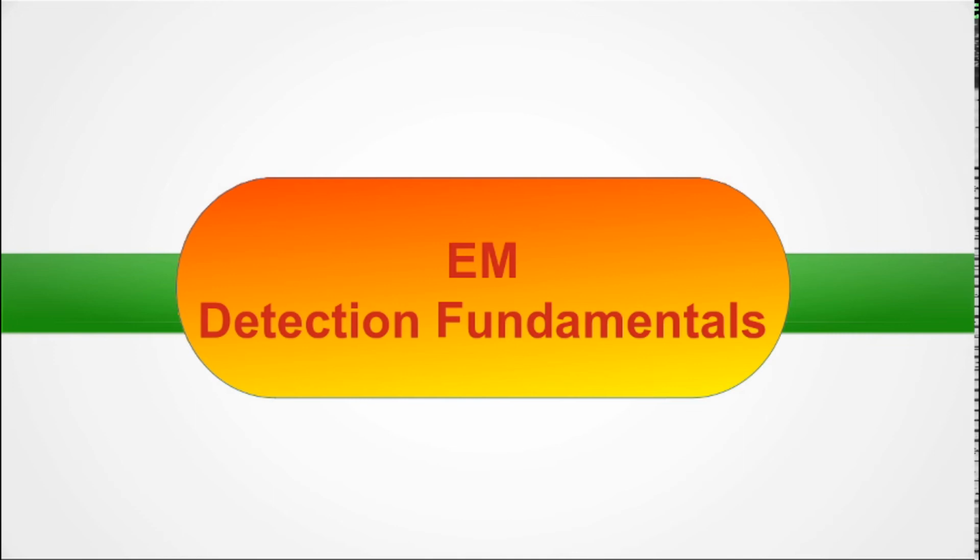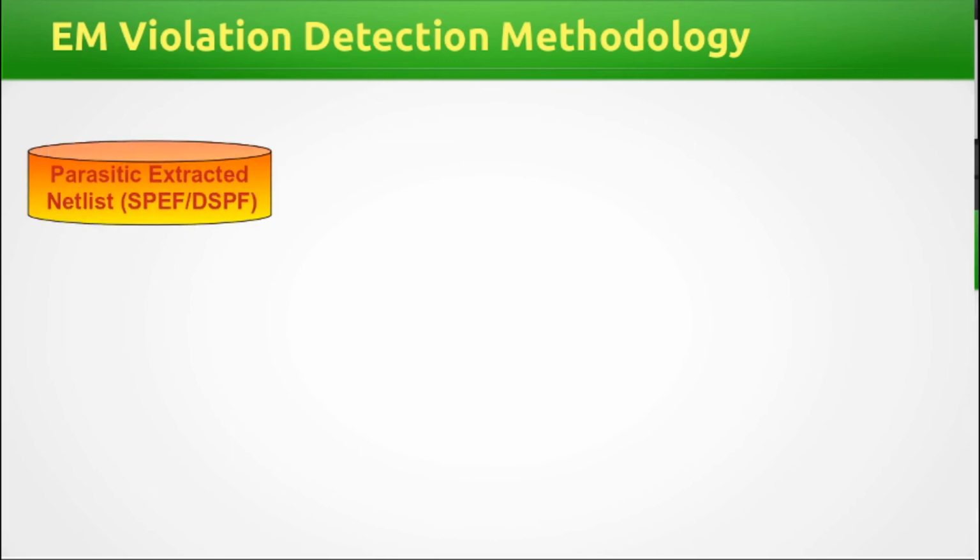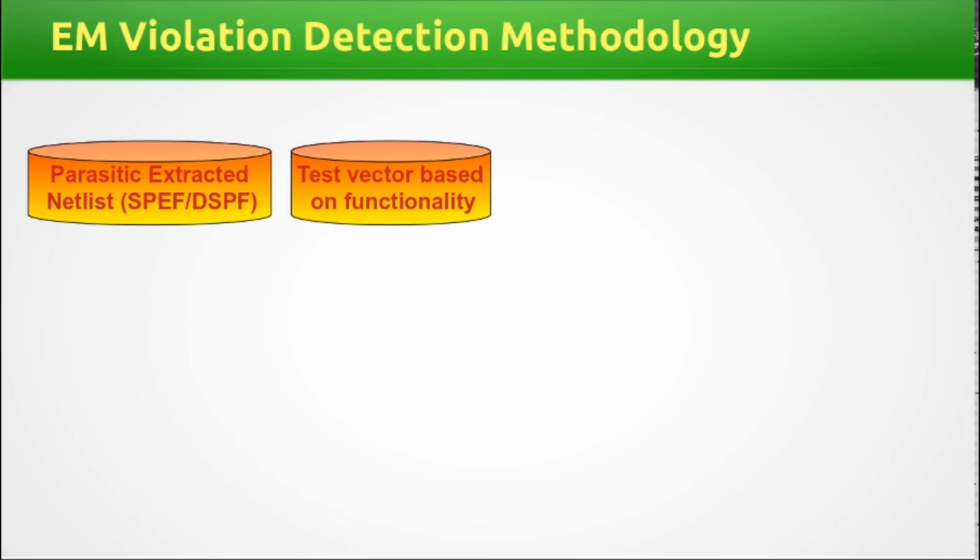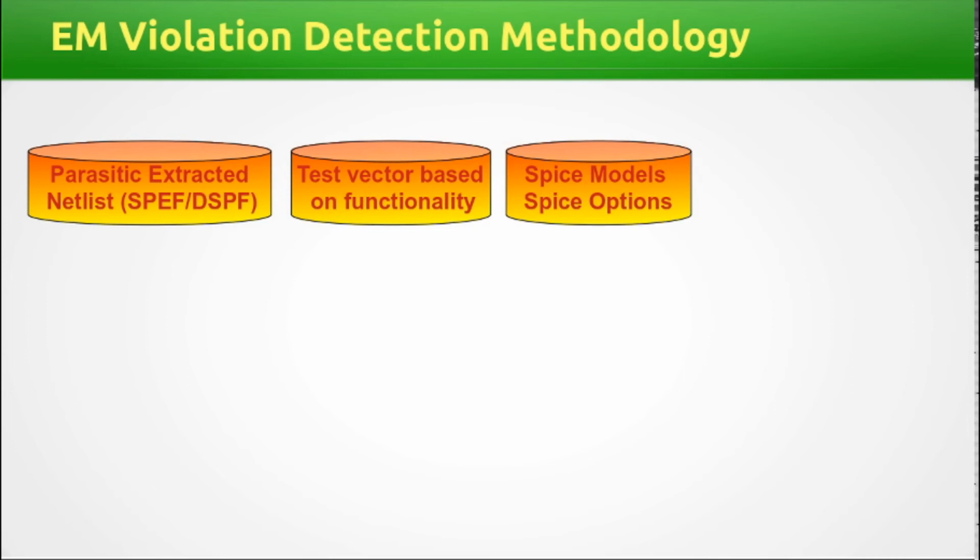Now let's talk about the EM detection fundamentals. We have seen both analog and digital. Now we are doing the crux of the analysis. So what inputs do we require? Parasitic netlist, SPEF or DSPF, test vector based on the functionality, SPICE model, SPICE options. Because to generate the currents we have to do the SPICE simulation: the average, RMS, peak, this kind of currents.